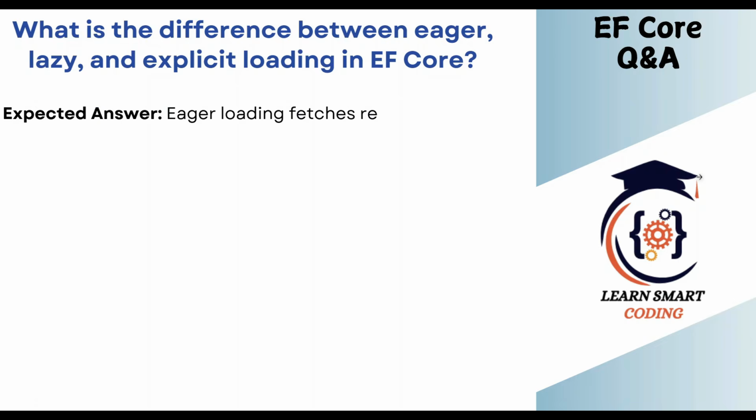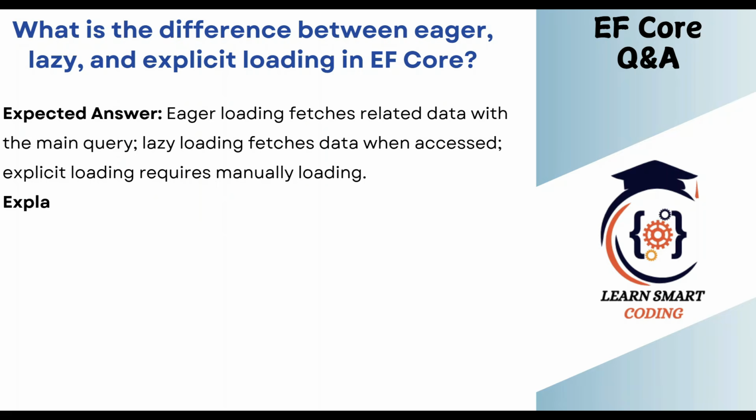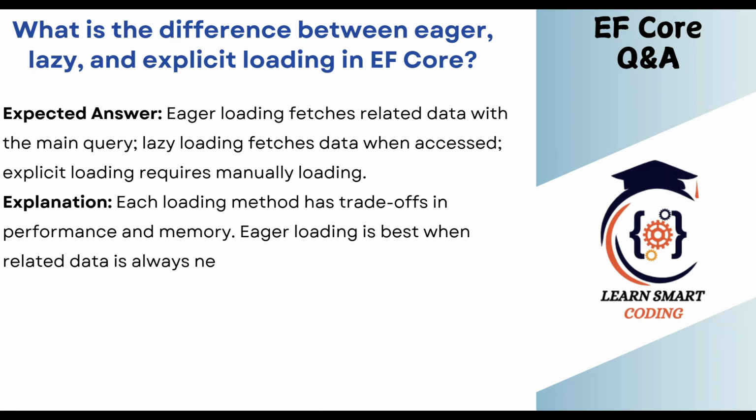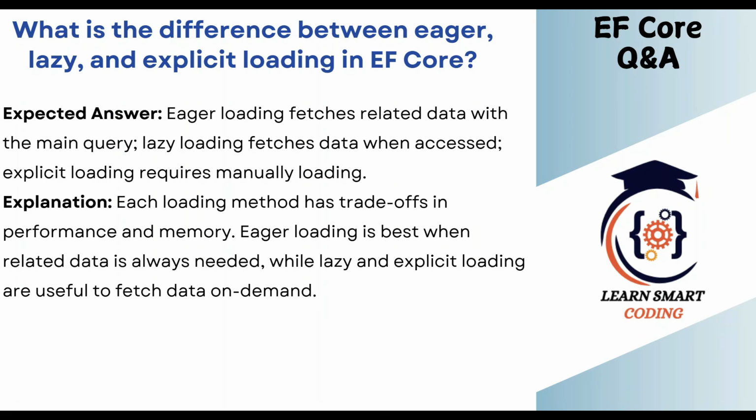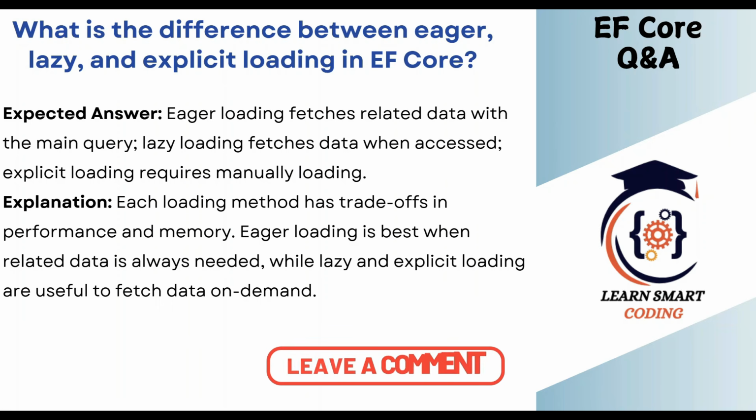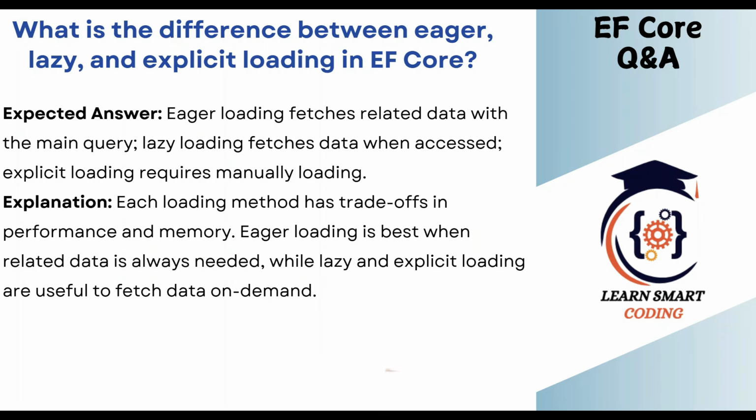Alright, the next one is, what is the difference between eager, lazy and explicit loading? This is super important. Basically, eager loading means it fetches the related data with the main query itself. Lazy loading fetches the data when it is required, but explicit loading means you manually load the data. For example, there are a couple of tables having a child and parent relationship. If you want eager loading, every single piece of data of those relationships is loaded in one shot. That's called eager loading.